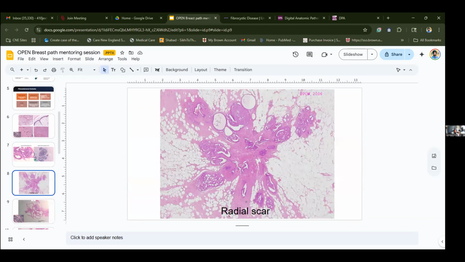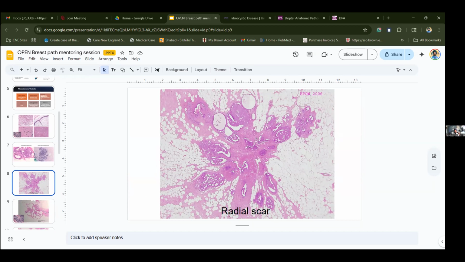Another example, radial scar. The reason I show this is there are terms, things that we have named, that are misnomers. Scar, there is no scar here. Scar means there was an injury, there was reactive fibrosis, but radial scar is kind of a misnomer. And a lot of this is a lesion where you really need to know the radiology of it too. Why? It's a totally benign lesion.